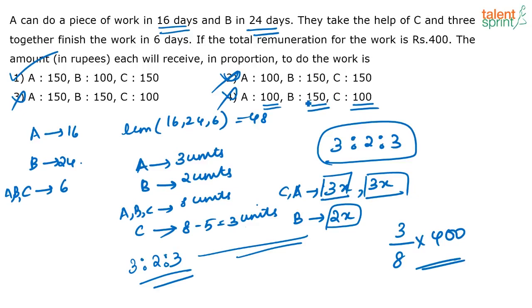Now there are 2 options which will satisfy that, here and here. A will receive more money than B. What I am trying to say is, A takes only 16 days, B takes 24 days. So A is more efficient, so A should get more money than B. In all these options, A is receiving less money than B. Here again, both A and B are receiving the same amount of money. Only this option has A receiving more money than B. So directly you can take that as the answer.